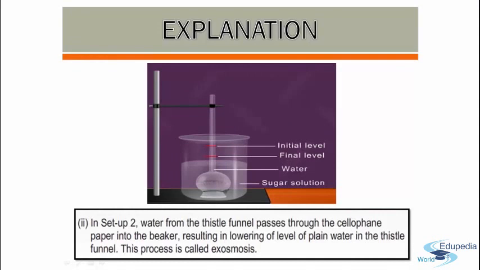The explanation for the next setup is that water from the thistle funnel passes through the cellophane paper into the beaker, resulting in lowering of the level of plain water in the thistle funnel. This process is known as exosmosis. And exosmosis is the outward movement of water through a semi-permeable membrane when the solution surrounding the cell is of higher concentration. So, these were the explanations behind the observations we got in this experiment.